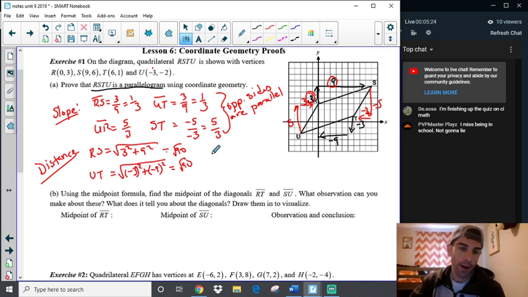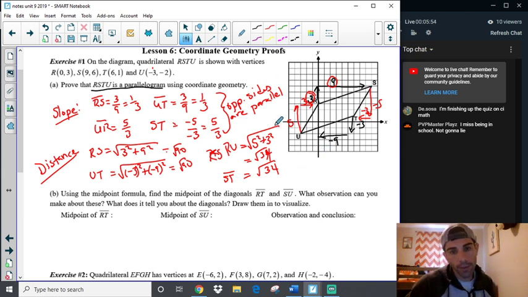So opposite sides are parallel, and we just showed that one pair of opposite sides were also congruent. So now we know that we're a parallelogram. If I did RU, I would be using these numbers here of 5 squared and 3 squared, which would be square root of 34. And since ST had the same numbers, it's also the square root of 34. So opposite sides are parallel, opposite sides are congruent. Therefore, we have a parallelogram.